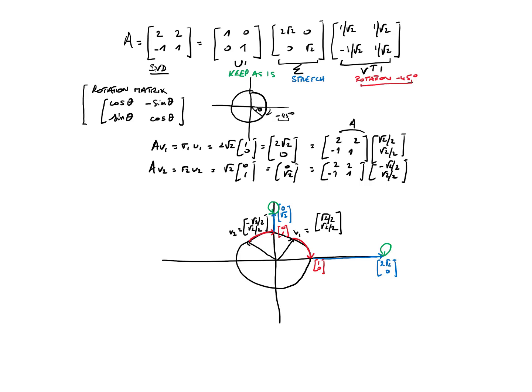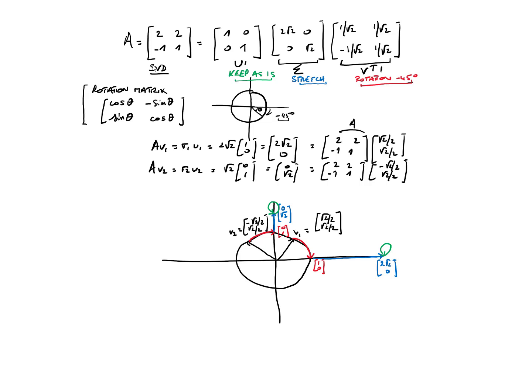Okay, so the sigma matrix will of course be corresponding to a stretching. And obviously, as the matrix U is the identity matrix, we will obtain the result of the previous two operations as they are. So you can see A as taking the vector that you're applying A on, making a rotation by minus 45 degrees, then stretch, and then keep as is.